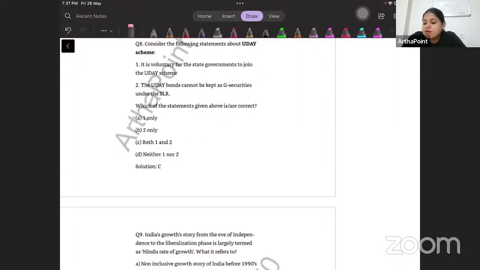Consider the following statements about Uday scheme. It is voluntary for state governments to join the Uday scheme. The Uday bonds cannot be kept as G securities under the SLR.